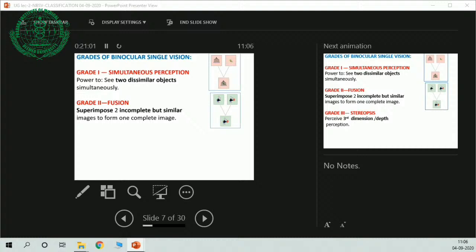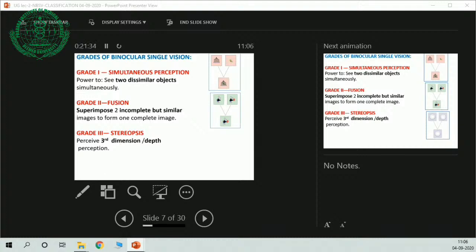That means the person is superimposing. It is not the perception, it is not the simultaneous perception, but the two slightly dissimilar images, incomplete but similar, they are similar but rather incomplete. So superimposition of the image occurs and the person perceives that there is a rabbit having a tail and a bouquet in the hand. Next is the stereopsis.